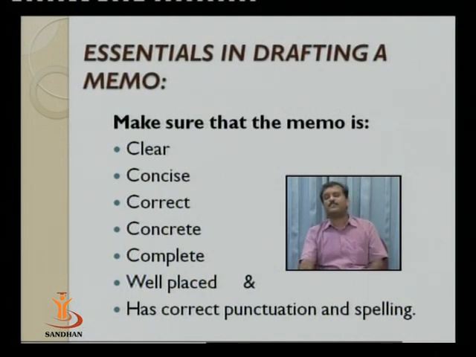Whatever you state, it should be very realistic, very factual, very truthful. That means truth, factualness, and reality should be very much evident from your memorandum. That's one point. The next point is completeness.